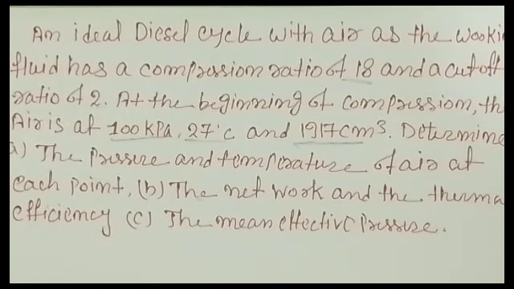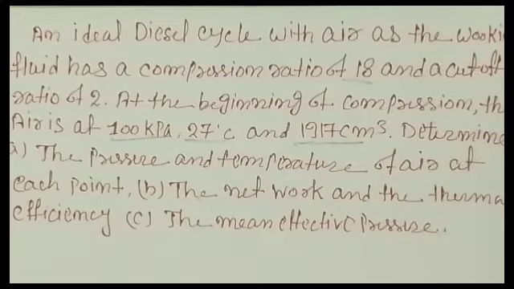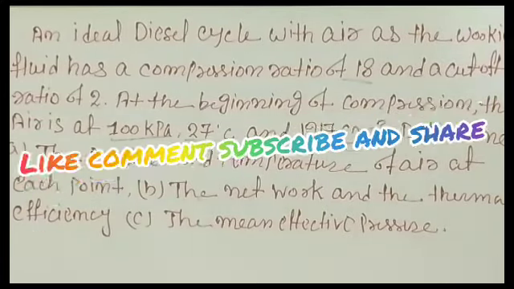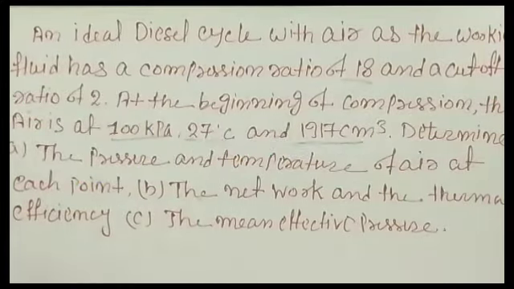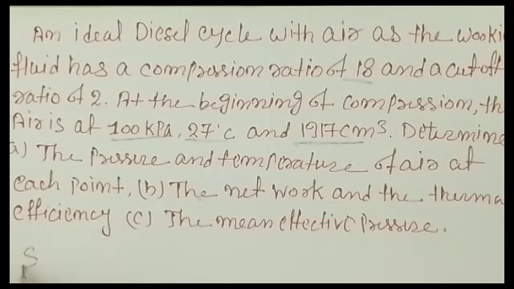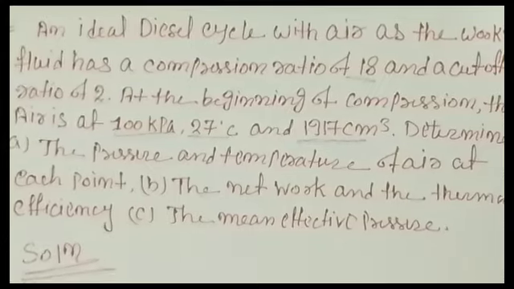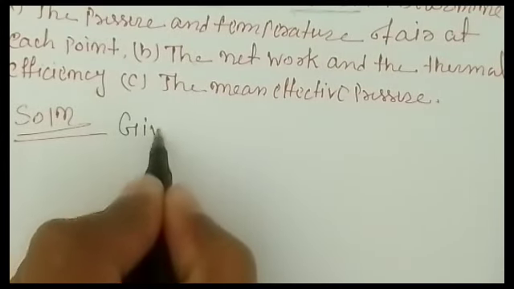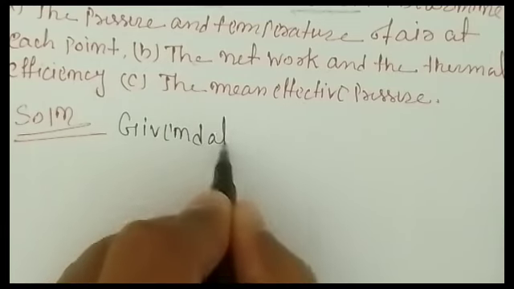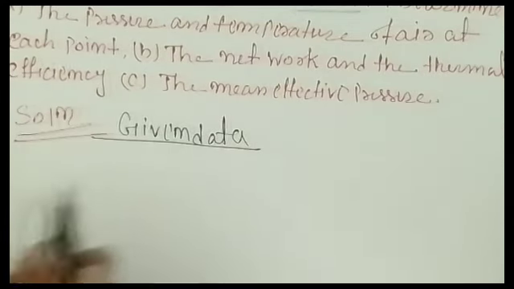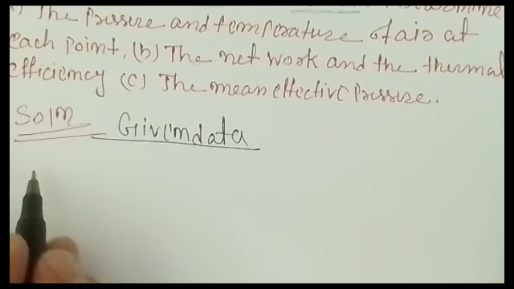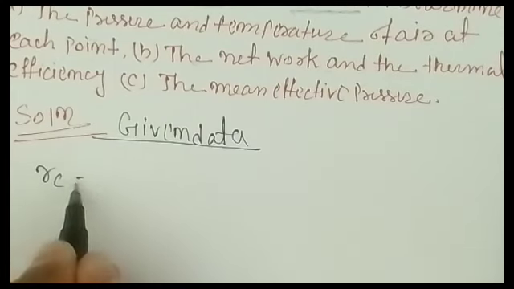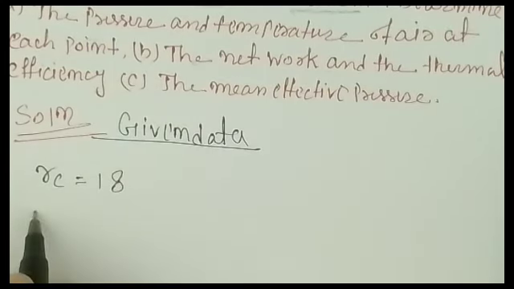First of all, we will draw the temperature versus entropy diagram, and then we'll write down the given data. So let's start. Here you have the solution. First I'll write down the given data. You have an ideal cycle with air as the working fluid, with a compression ratio of 18, meaning rc is equal to 18. The cutoff ratio is 2, meaning rho is equal to 2.